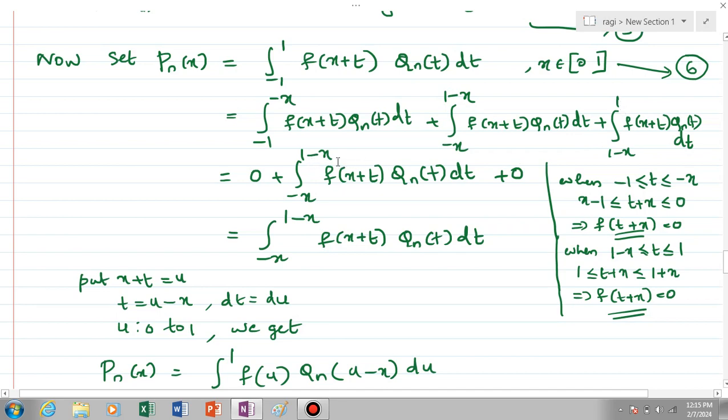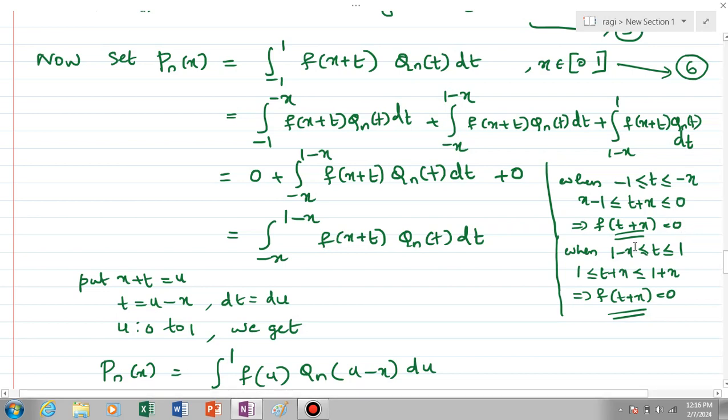In the next step we obtain that the first integral and the last integral become 0, for these reasons. When the running variable t is in the range minus 1 to minus x, adding x on all sides, we get x plus t is less than or equal to 0. That means the point x plus t is outside the interval [0,1]. This means that f of t plus x is equal to 0 by our construction of f, that is, f is 0 outside the closed interval [0,1], right?